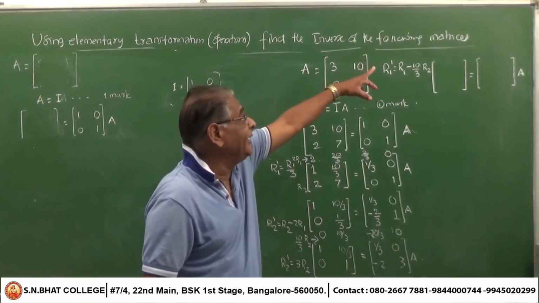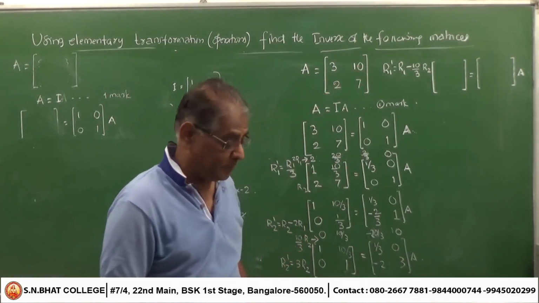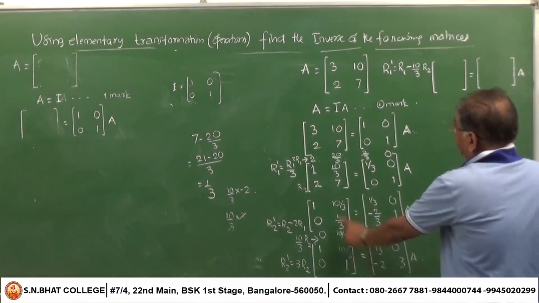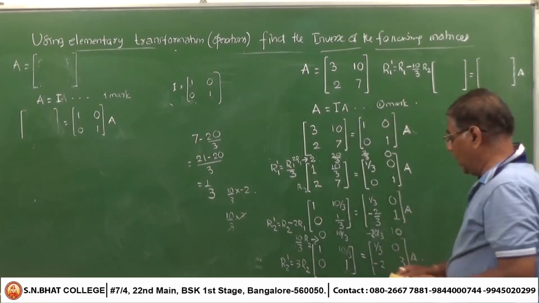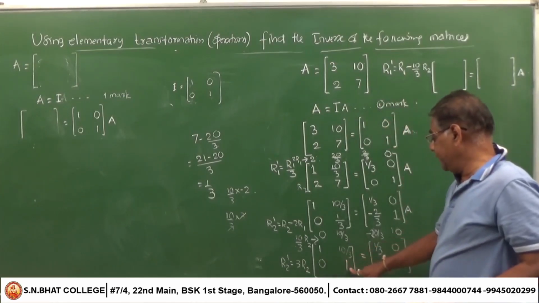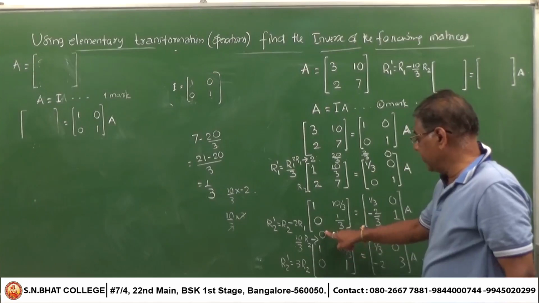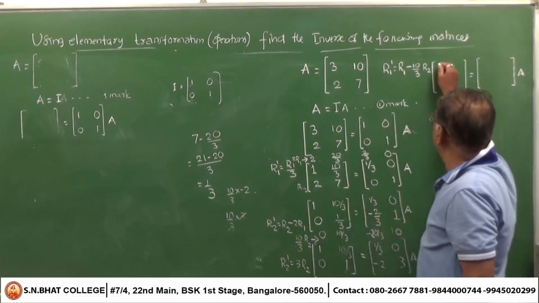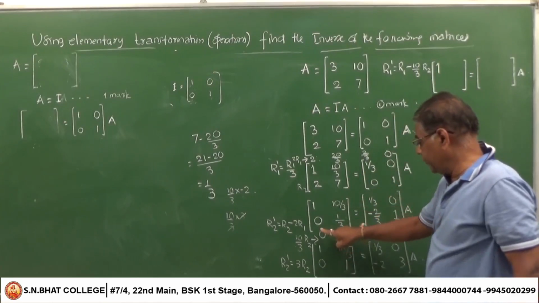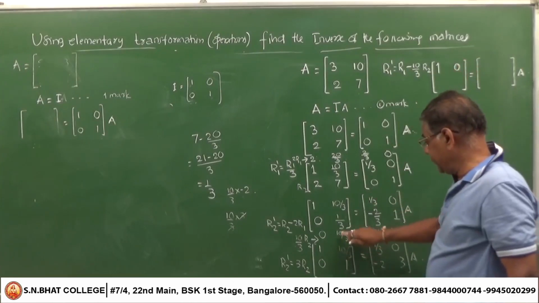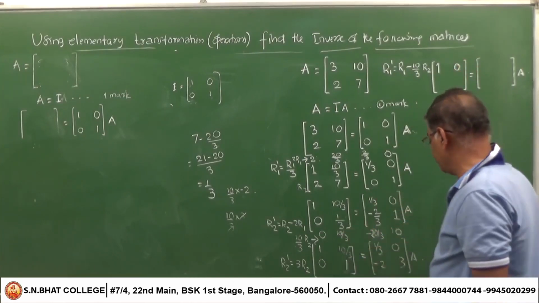Calculate 10 by 3 R2 not here; you have to calculate it in the previous step. See, 10 by 3 is in R1, therefore you have to do the row operation for R1. R1 dash is R1 minus 10 by 3 R2, it becomes 0. This is R1, this is 10 by 3 R2. 1 minus 0 is 1. 10 by 3 minus 10 by 3 is 0.